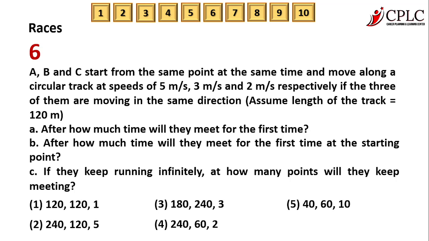After how much time will they meet for the first time at the starting point? And if they keep running infinitely, at how many points will they keep meeting? Now here, because there are three runners, unfortunately you will have to calculate for two runners separately and then see what happens in general.